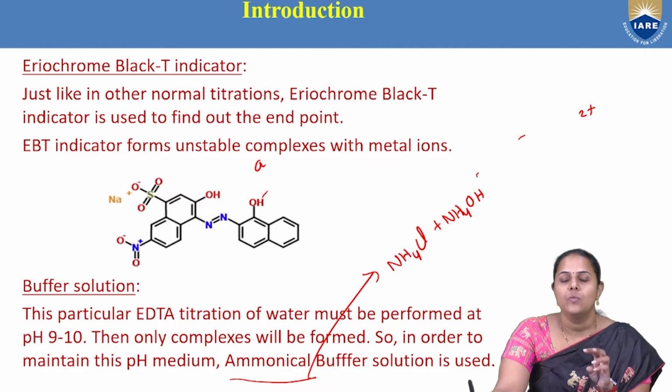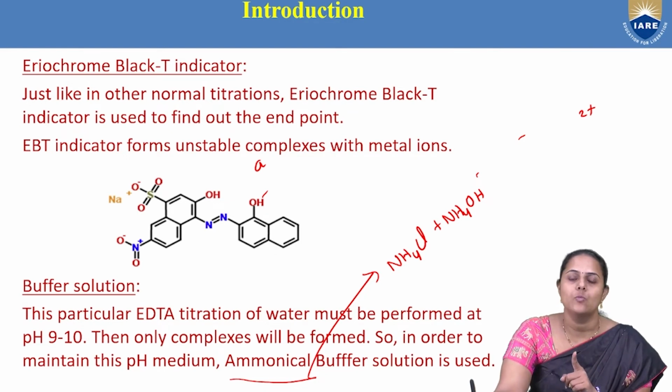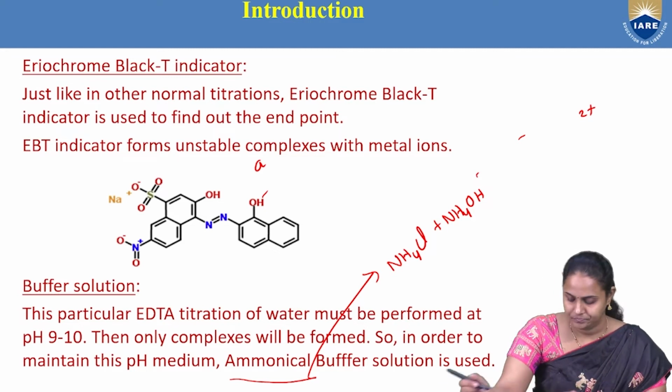As of now we are using three important chemicals. That is EDTA, ethylenediaminetetraacetate or tetraacetic acid, which is a reagent. Second one is EBT indicator, and third one is buffer solution. EDTA will form strong complexes with calcium and magnesium ions. EBT will form unstable complexes with calcium and magnesium ions.